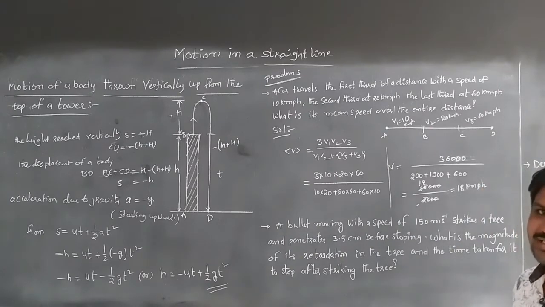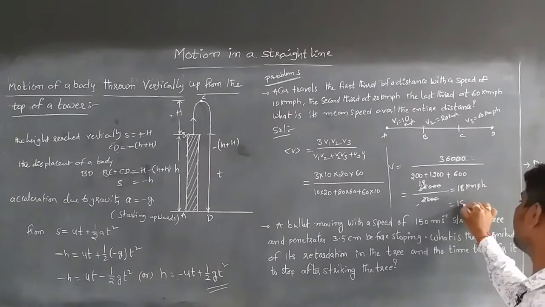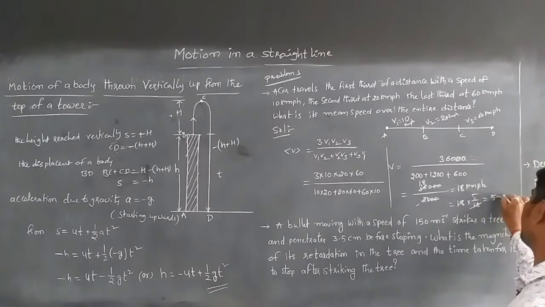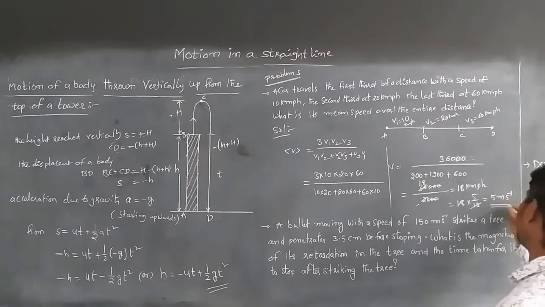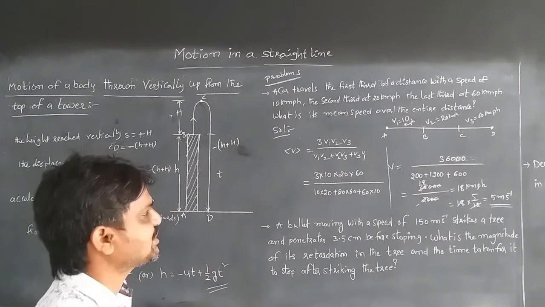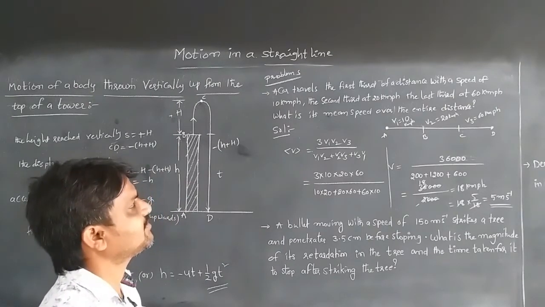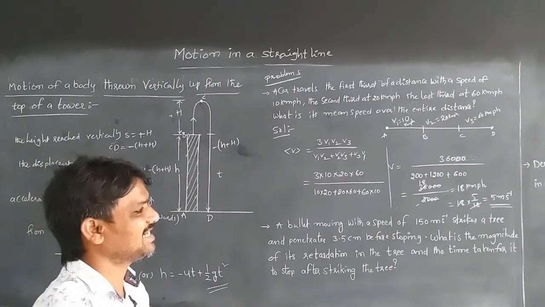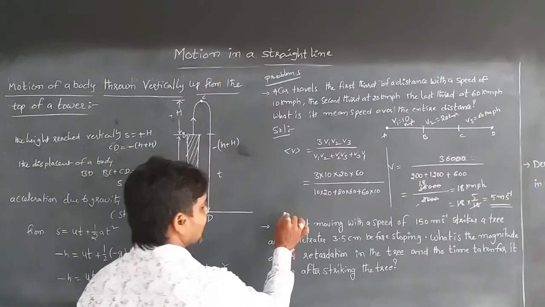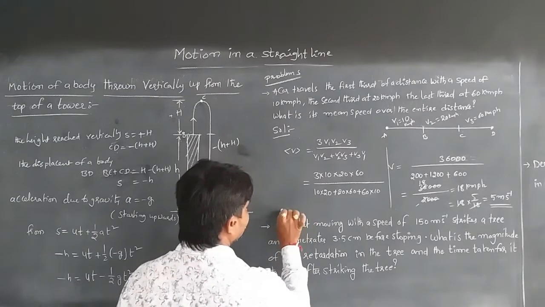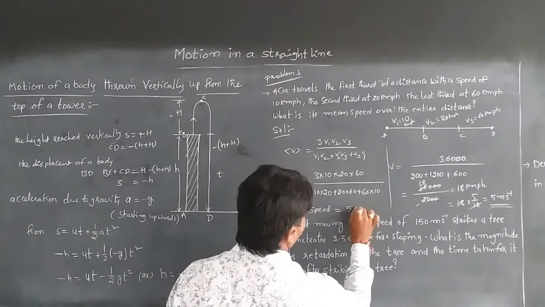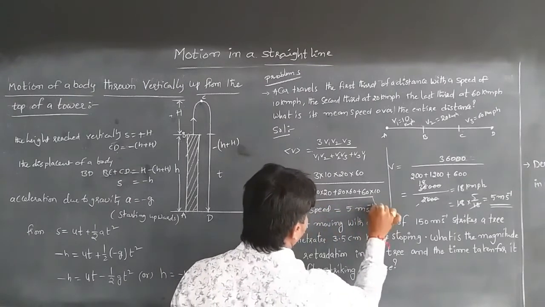To change this into meter per second, we multiply 18 with 5 by 18. Then we get 5 meter per second. 5 meter per second is the value of the average speed, or mean speed, when the car travels the entire distance. So the mean speed is equal to 5 meter per second.